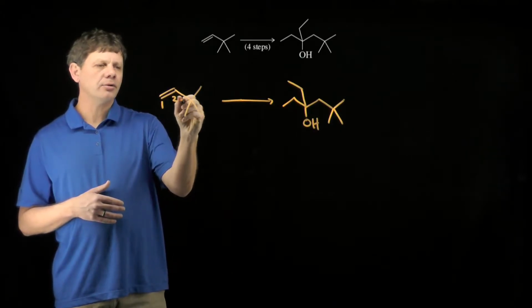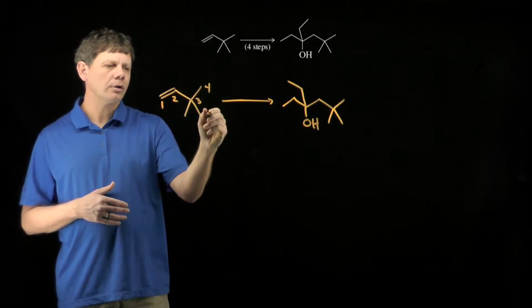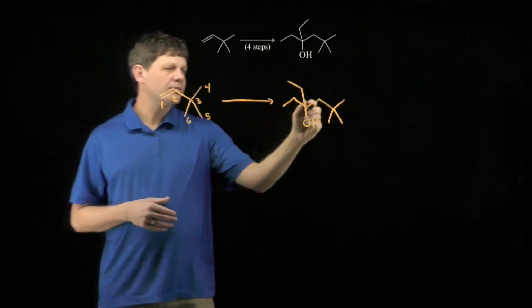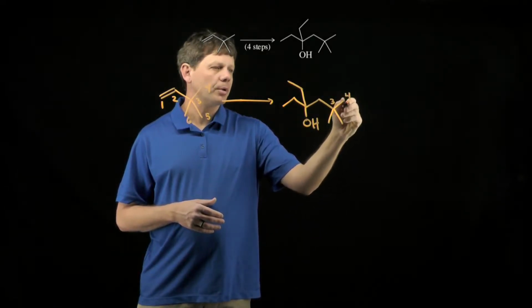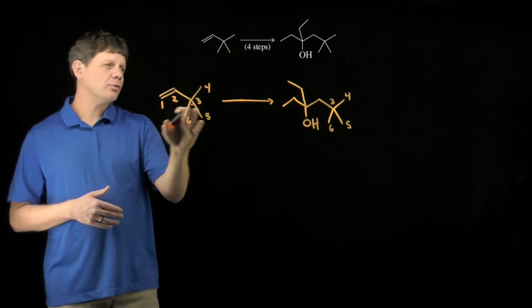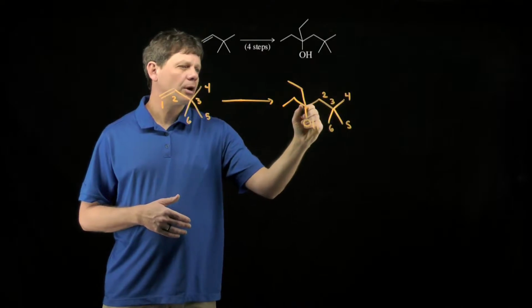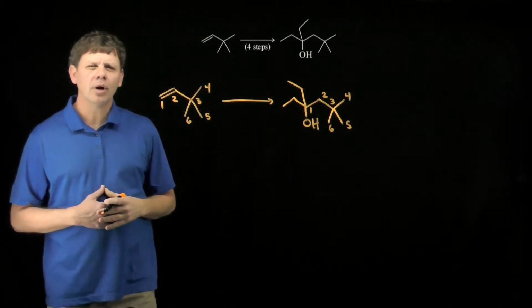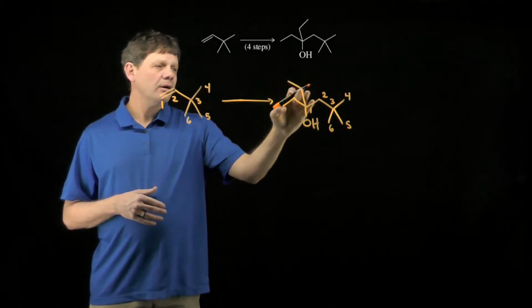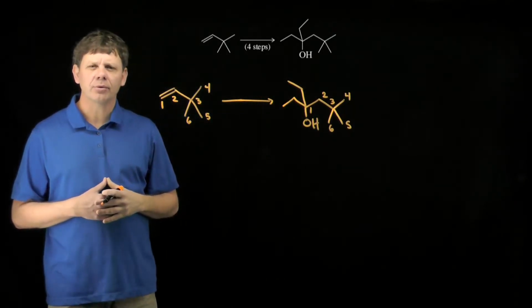If we do 1, 2, 3, 4, 5, and 6, we know that 3, 4, 5, and 6 are part of the tert-butyl group, so that's probably this. The next 2 carbons attached, probably carbon 2 and carbon 1. What we're adding then are these 2 ethyl groups.